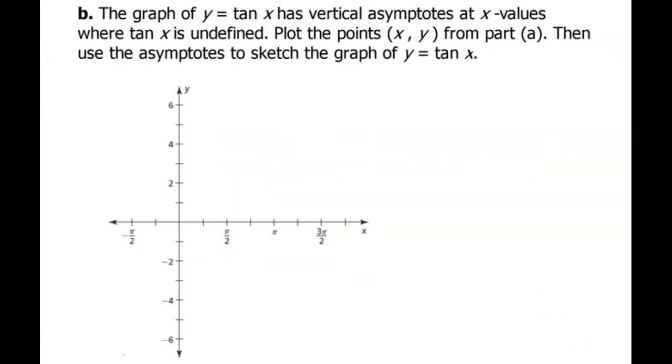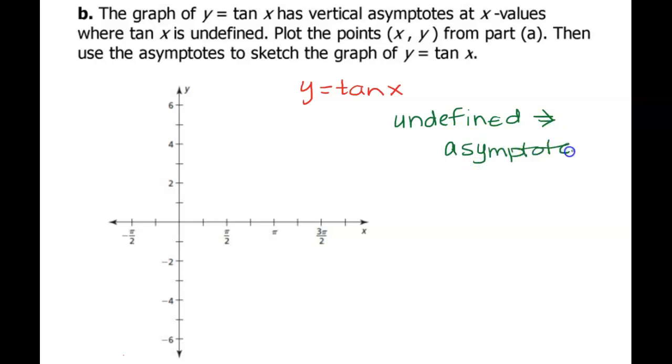All right, so we are going to use that chart we just had to graph the parent function of tangent of x. So y equals tangent of x, or tangent of theta, or whatever you want to call it. Some of the important things is where we see that it is undefined, that signifies that we have an asymptote. Remember, an asymptote is that imaginary line that we get closer and closer and closer to, but we never actually get there. And where this is undefined, we have asymptotes.